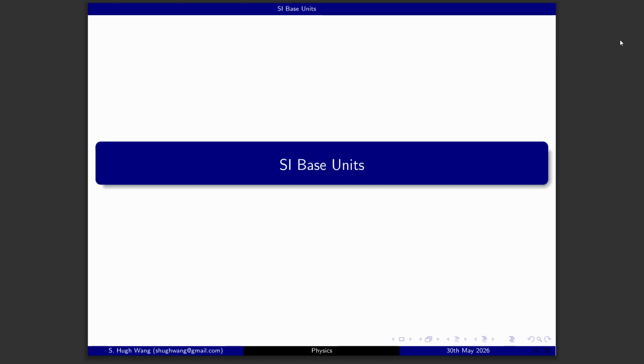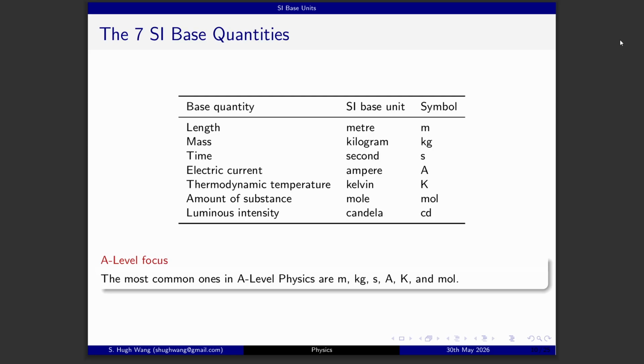Now, let's move on to SI base units. SI stands for the International System of Units. These are the standard units used in science. You can think of SI base units as the building blocks of physics units. There are 7 SI base quantities: length, mass, time, electric current, thermodynamic temperature, amount of substance, and luminous intensity. In A-level physics, the most common base units you will see are meter, kilogram, second, ampere, kelvin, and mole. Candela appears much less often, but it is still one of the 7 SI base units.